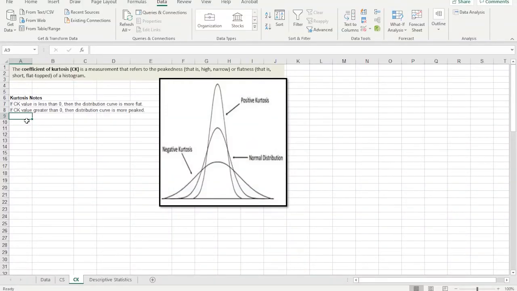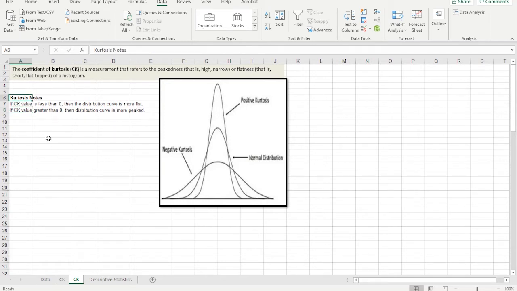So another measure of shape is called kurtosis, and this measures the peakness or the flatness of a curve or a histogram. You can see some examples here of how a positive versus a negative kurtosis may look like. And I have some notes here, and these are just a legend. It's a little bit different from the skew, but here it says if the coefficient of kurtosis, the CK right here, if that value is less than zero, then the distribution curve is more flat. But if it's greater than zero, then the distribution curve is more peaked. And what we mean by more peaked, we mean that there's not as much variation in comparison to maybe a different distribution that might be a little bit more flat.